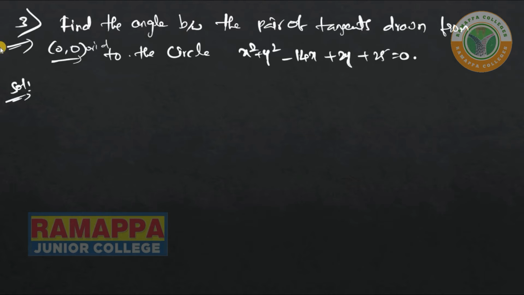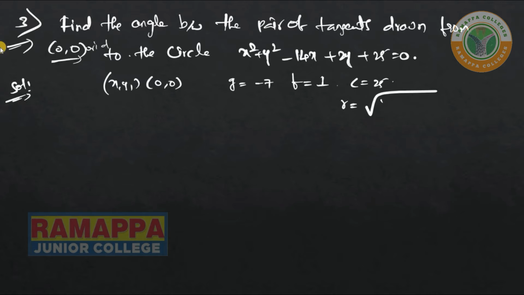So x1, y1 is given as 0, 0, and here g is equal to minus 7 and f is equal to 1 only. So c is equal to 25 here, and r is equal to under root of g square, 49 plus 1 minus 25, is equal to 50 minus 25, root 25 is equal to 5. R is equal to 5 here.